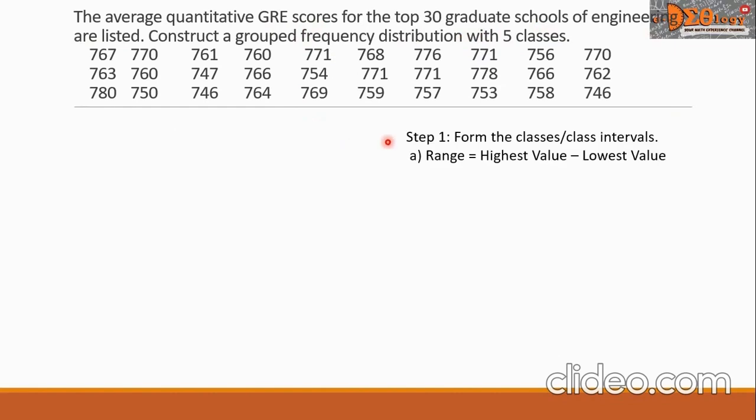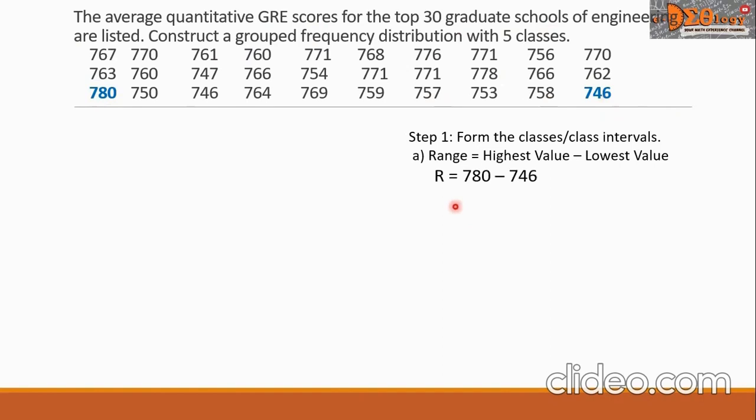The step 1 is to form the classes or the class intervals. Let's start with step 1A, and this is to find the range. First, let us identify the highest value and the lowest value. Browsing through the data, we can see that the highest value is this 780 and the lowest value is 746. So the range is, to get the difference, R equals 780 minus 746, and this is equal to 34.